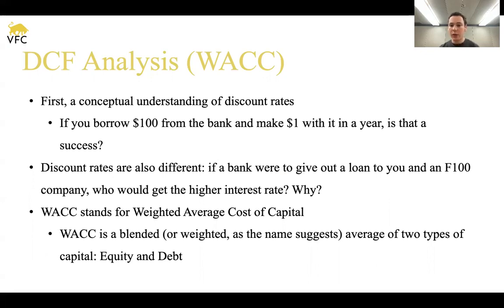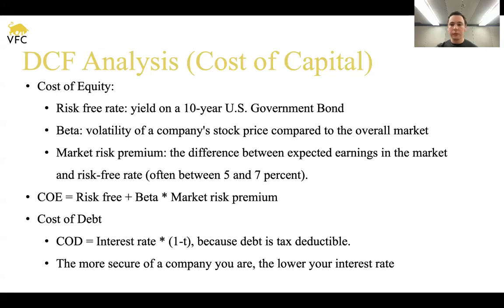And in a DCF, we usually use the weighted average cost of capital, or WACC, as our discount rate. And WACC is a weighted average of the cost of equity and the cost of debt. So you calculate the cost of equity by finding the risk-free rate using usually the yield on a 10-year government bond, because you're guaranteed by the US government to get paid that yield, so it is considered to be risk-free. Next, you find the beta of the company's stock, which is the correlation of that company's stock price compared to the market as a whole. Next, you're going to calculate the risk premium, which is the difference between expected earnings in the market and the risk-free rate, which is usually around 5 to 7%. And finally, you add all of those items together to get the cost of equity.